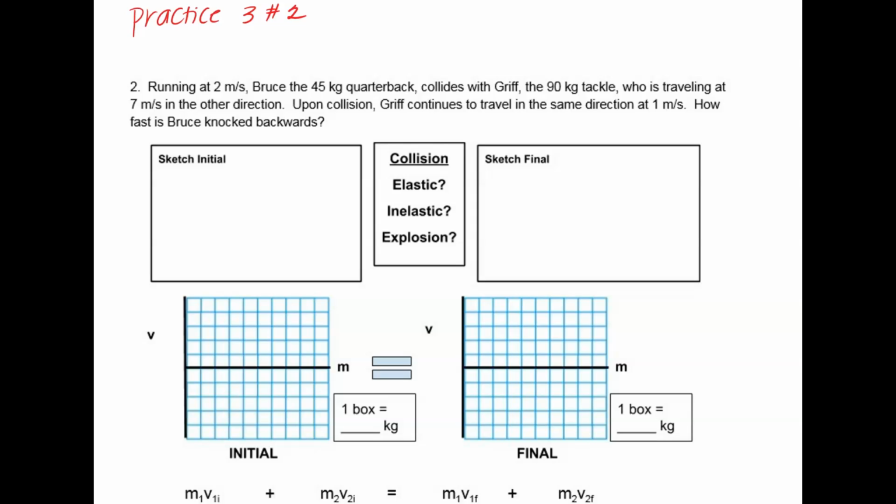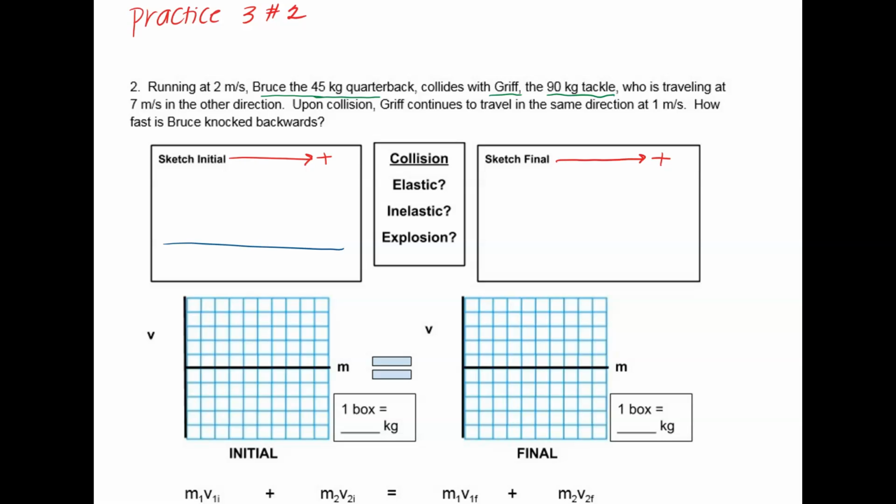Right, so practice 3, number 2. We have Bruce, who is a 45-kilogram quarterback, colliding with Griff, a 90-kilogram tackle, who's traveling at 7 meters per second in the other direction. So let's go ahead and start drawing that. As always, first draw your positive direction so that you can define which way is the positive.